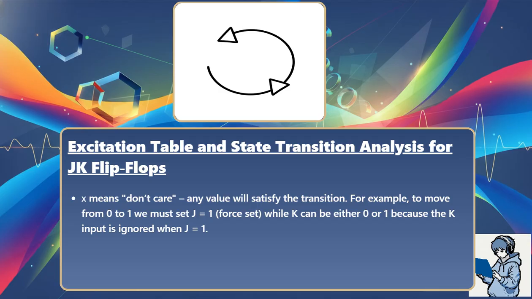For example, to move from 0 to 1 we must set J equals 1 for set, while K can be either 0 or 1 because the K input is ignored when J equals 1.